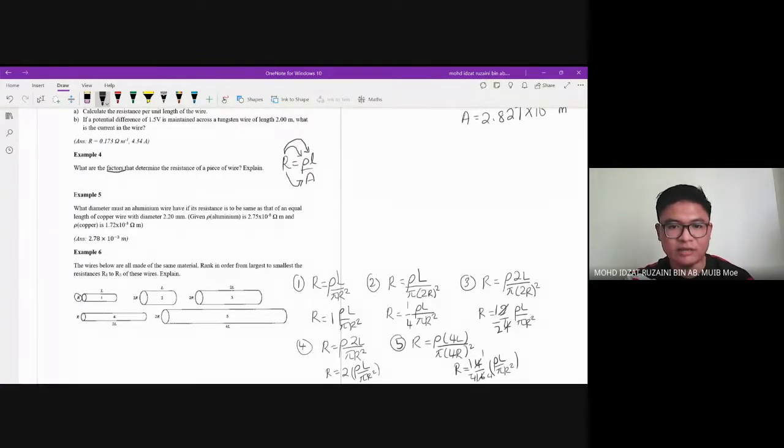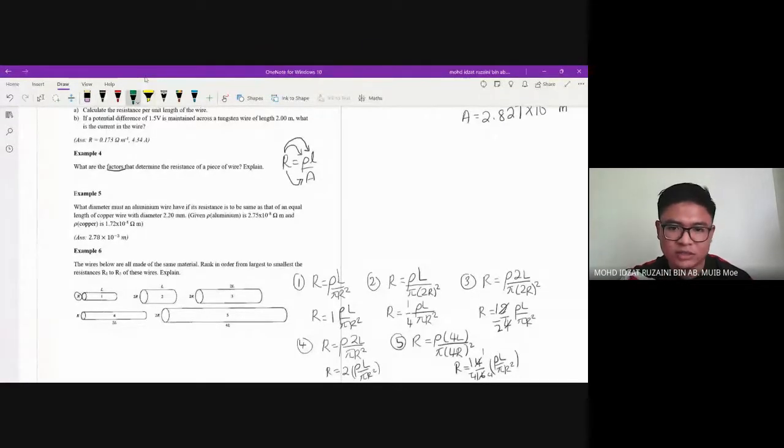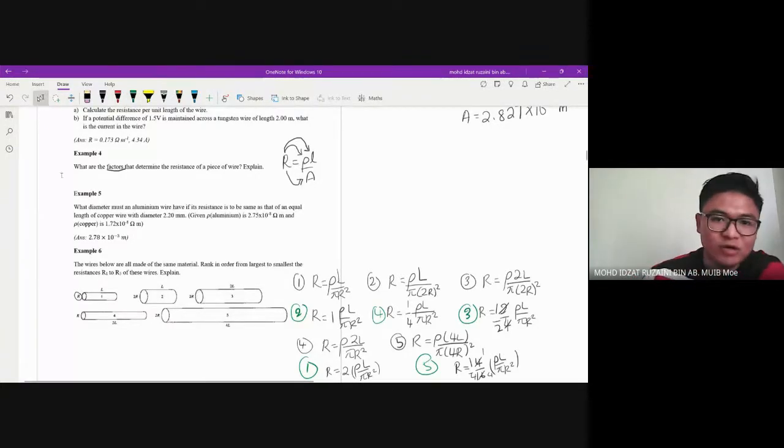So kamu akan arrange kan from largest to smallest R. So largest resistance ialah number 4 lah. Okay, so this one is number 1. 4 ni nombor 1. Okay, and then kamu ada nombor 2 ialah ini nombor 4. Ini nombor 2. Okay, so ini nombor 3. So ini nombor 4. Nombor 5. Itulah. Okay, atau nombor 4 2 yang ni lah. Begitu. Boleh faham? Itu example yang ke-6.